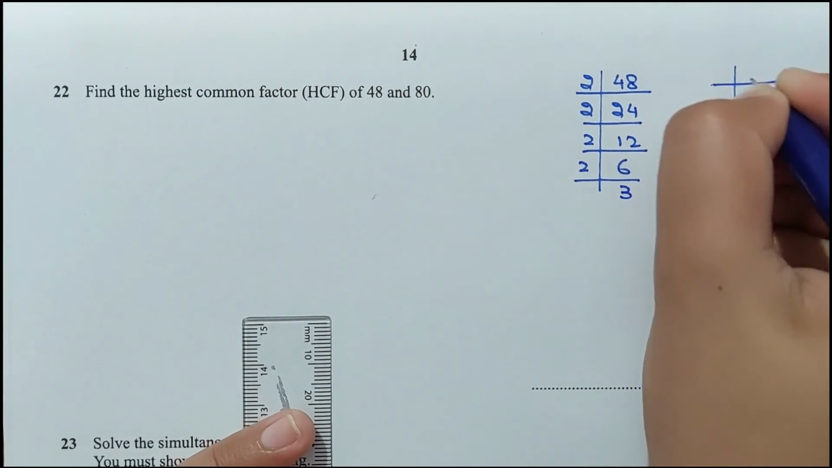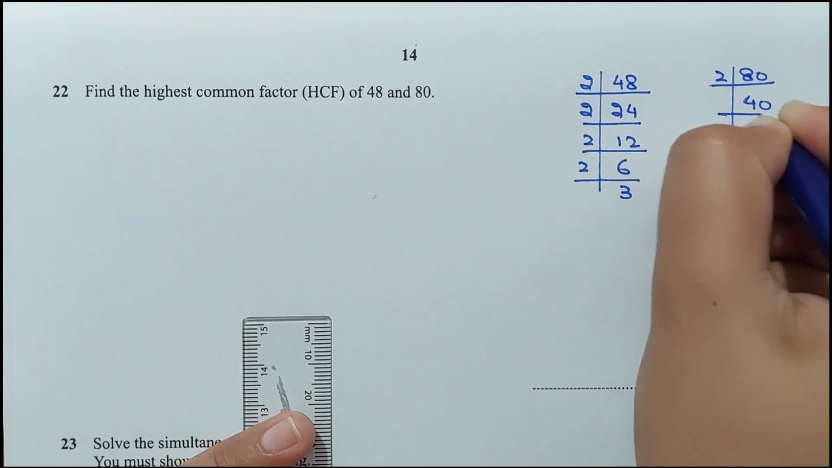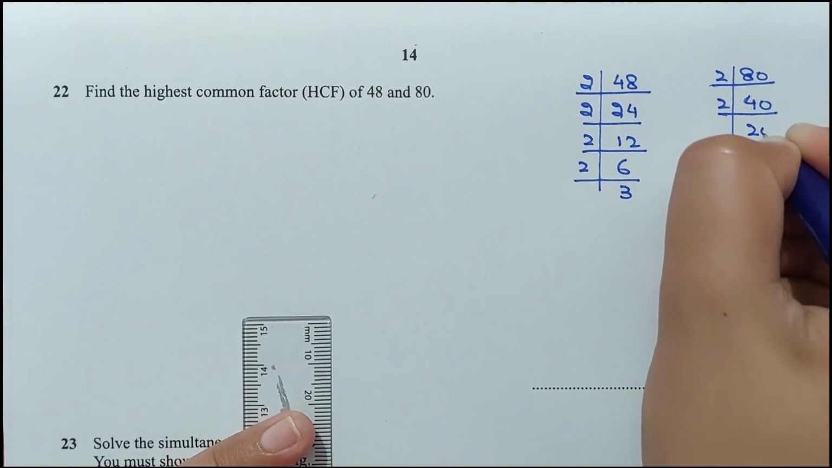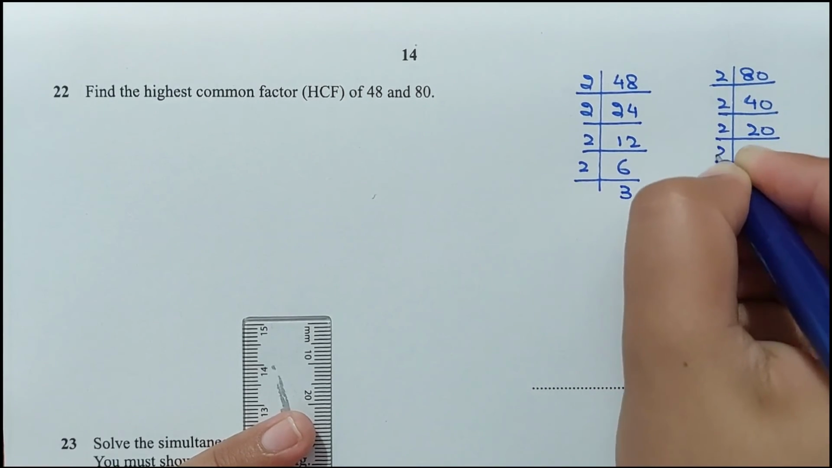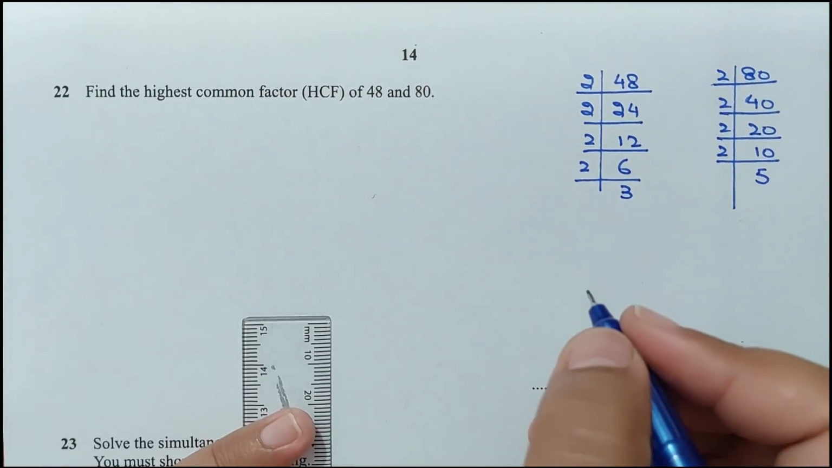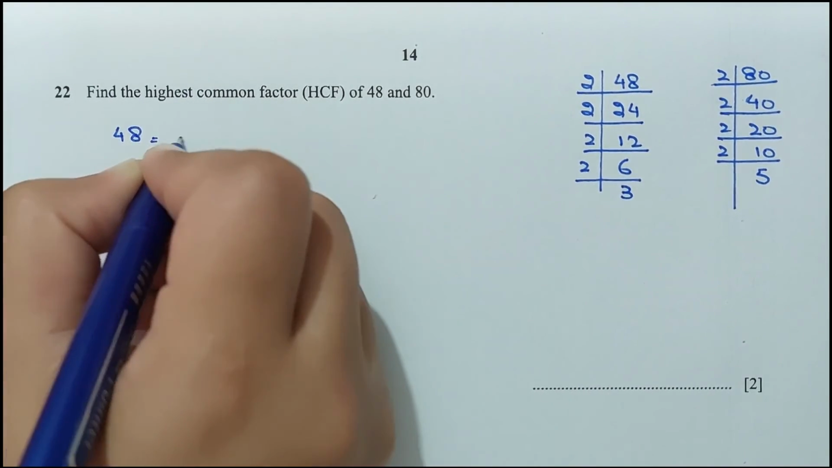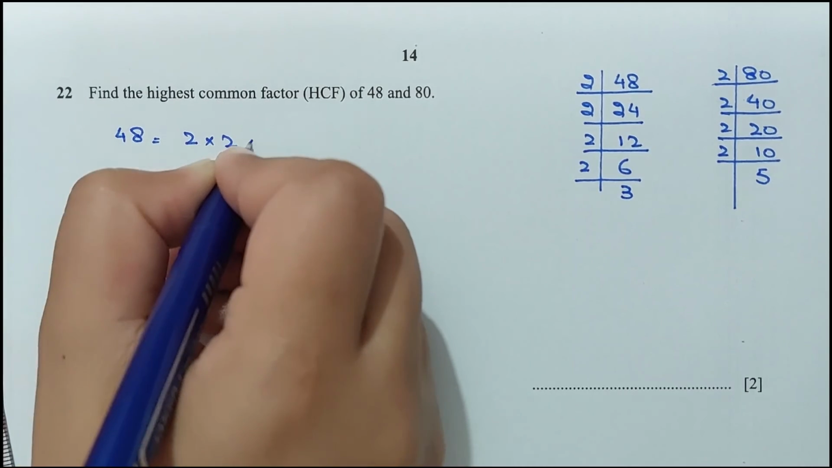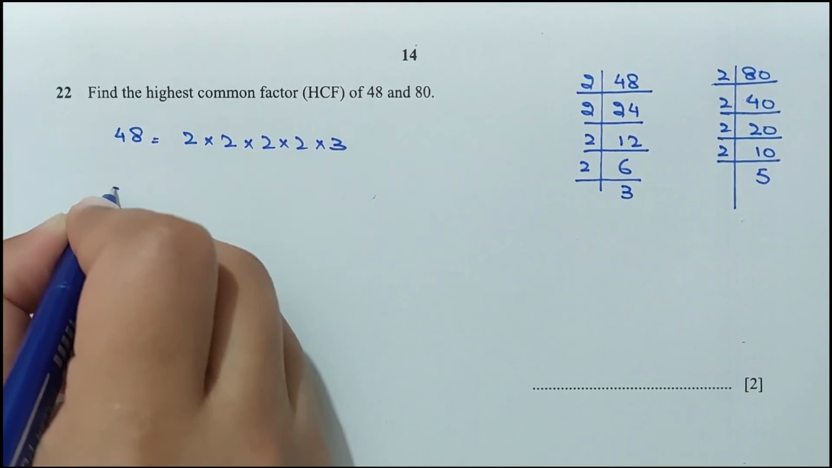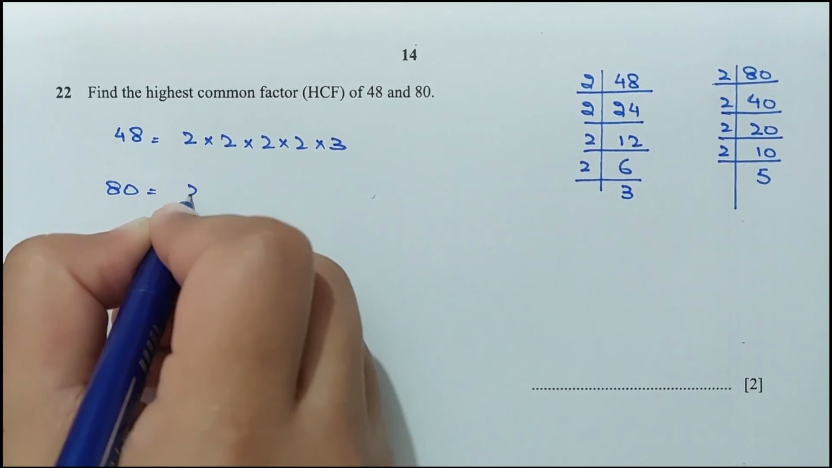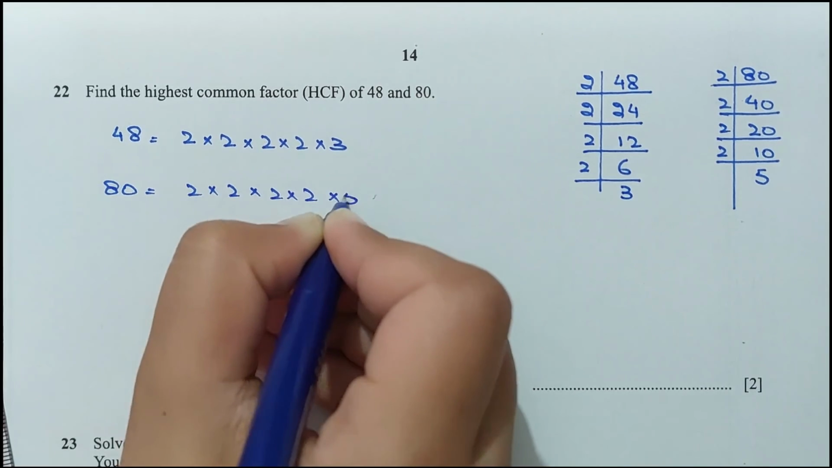Right, now the next is 80. 2 times 4 is 8. 2 times 2 is 4. 2 times 10 is 20. 2 times 5 is 10, and 5 times 1 is 5. So 48 prime factorization is 2 into 2 into 2 into 2 into 3. And 80 prime factorization is 2 into 2 into 2 into 2 into 5.